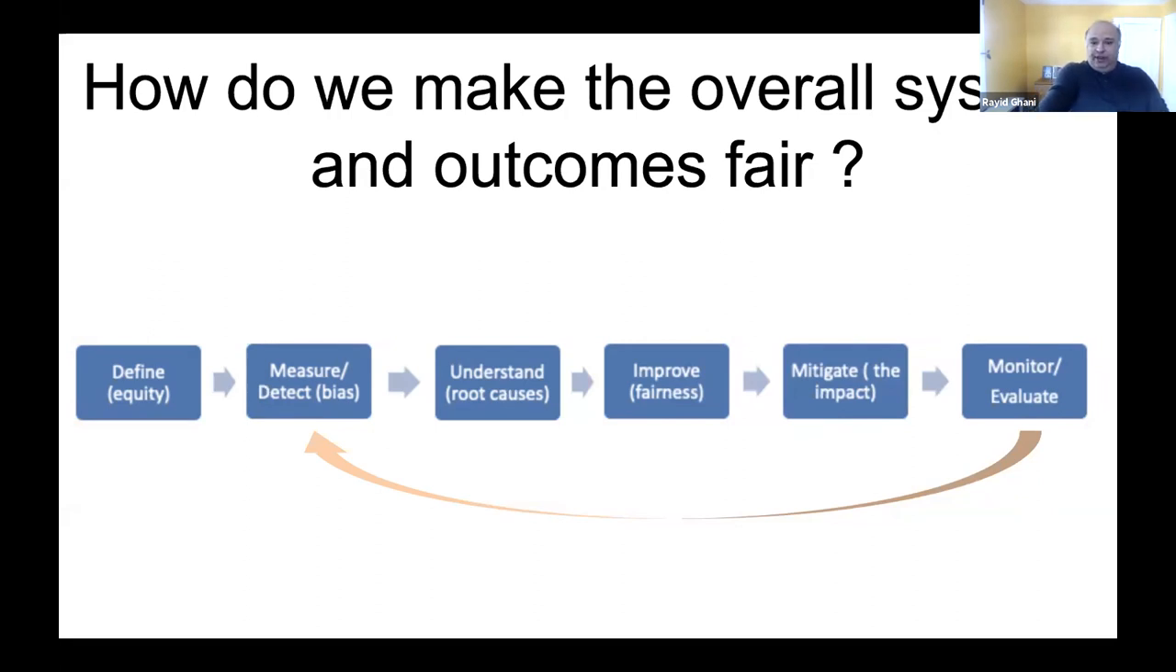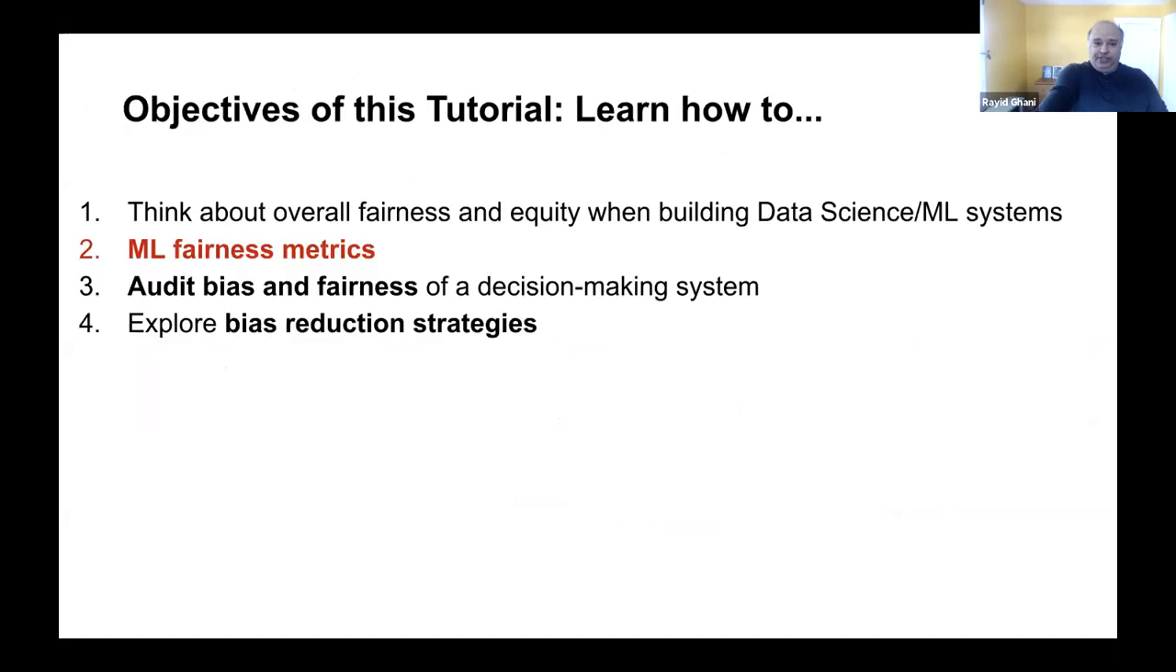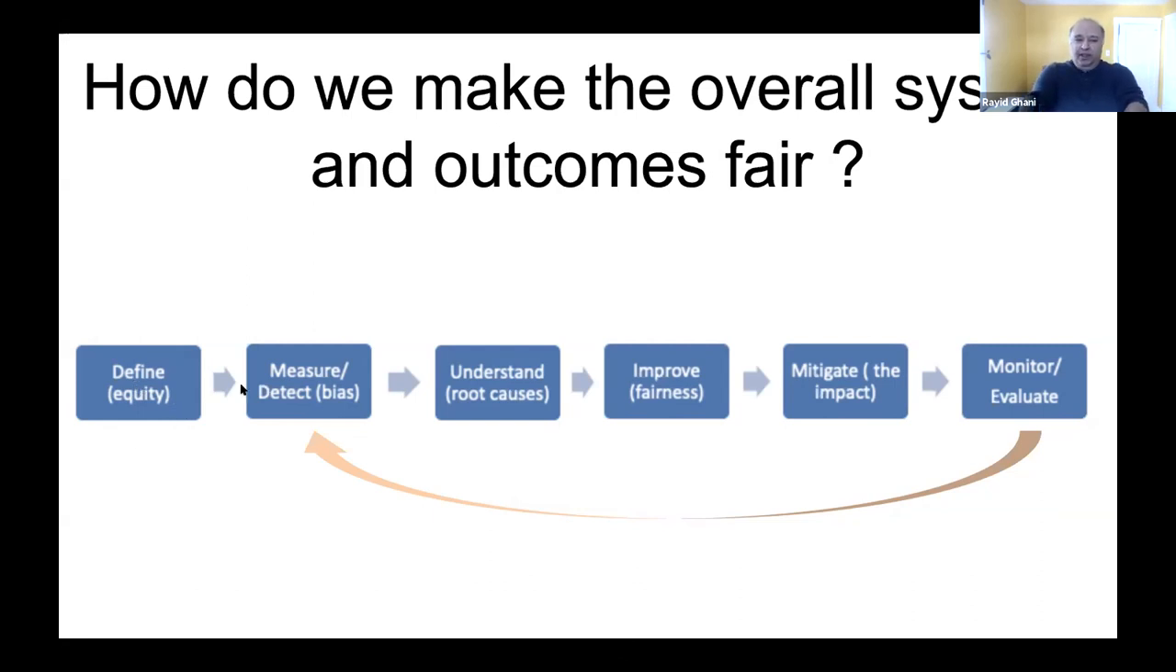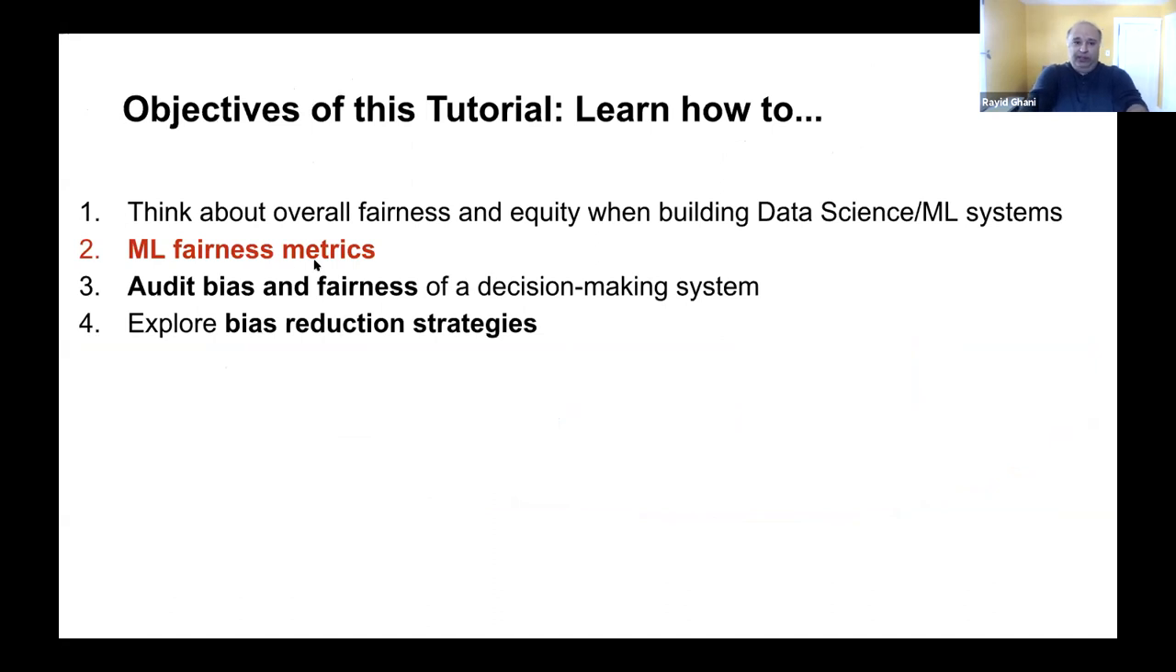So what we're gonna do now is switch. That was an overview of the whole thing, right? Now we're gonna switch to the first step and see how do we figure out what metrics are the right metrics for a given problem, because again, if you've read a lot of these fairness papers, there are a million metrics there.